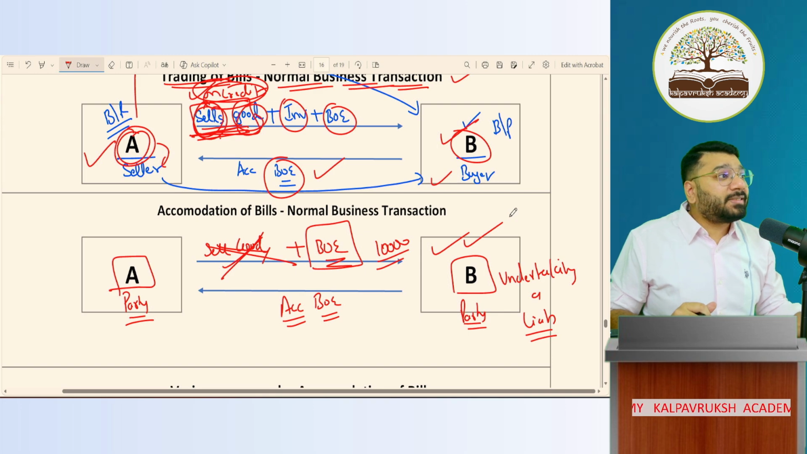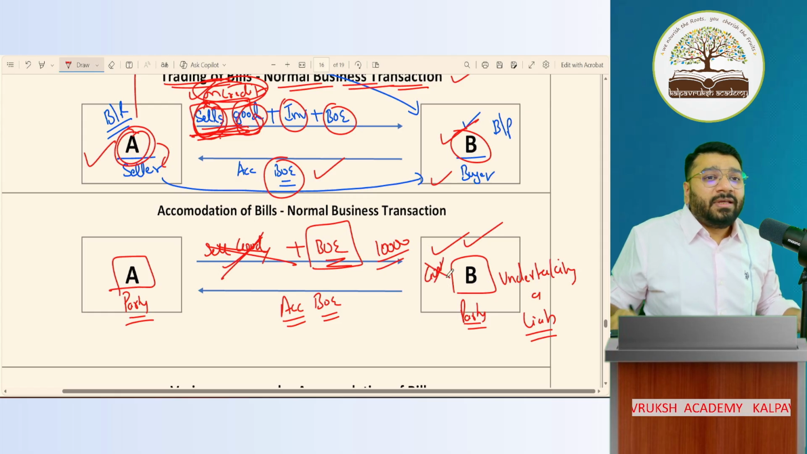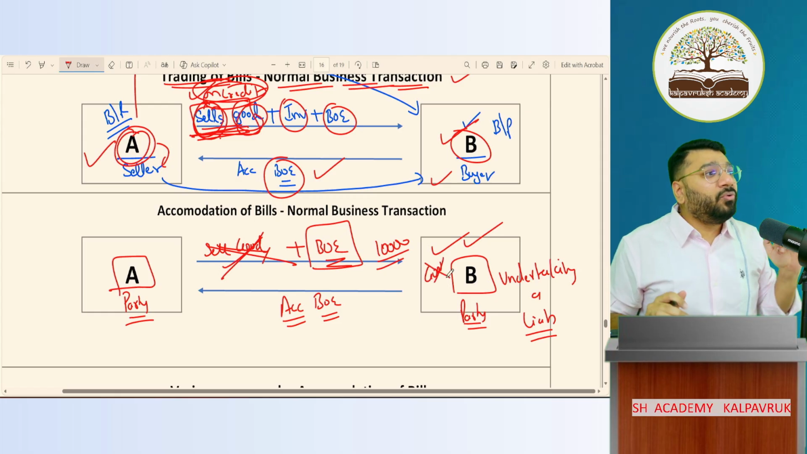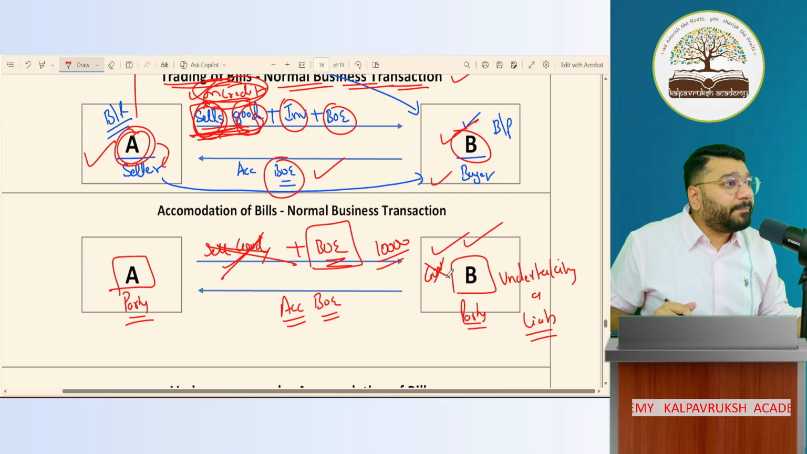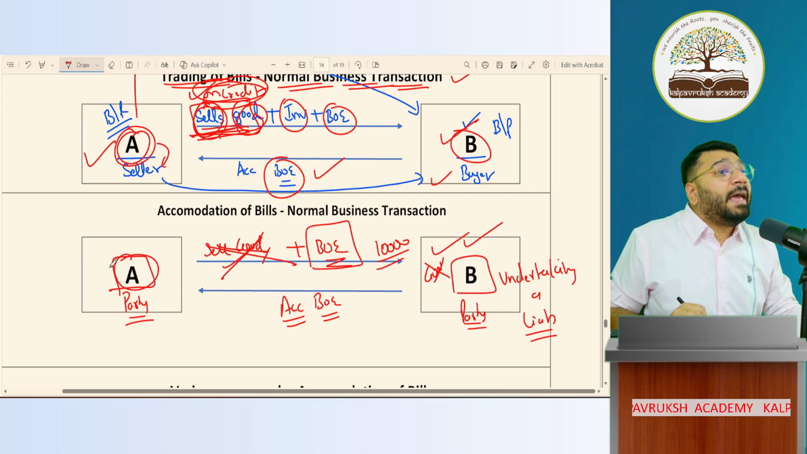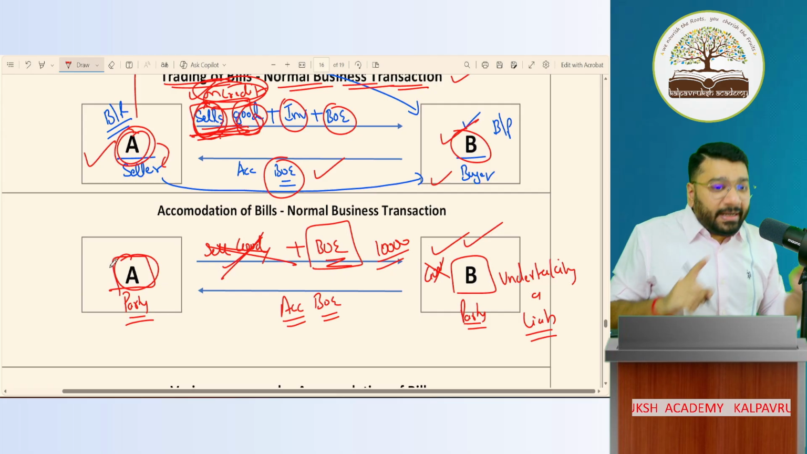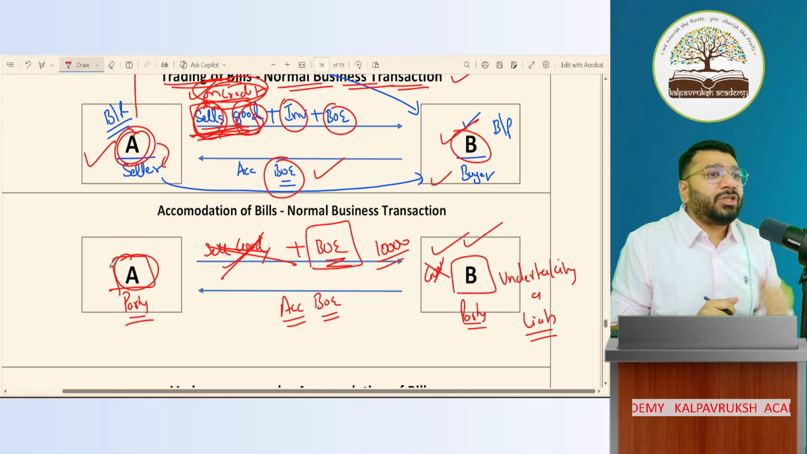Because in this entire transaction, B has not enjoyed any goods. He's enjoying nothing. Still, B is taking this responsibility on his head. You know why? Because he wants to help A. He wants to help A. This entire drama, the ultimate purpose behind this transaction is not selling goods.